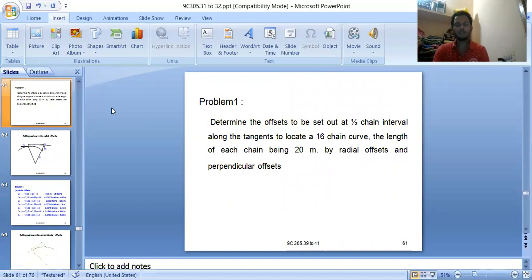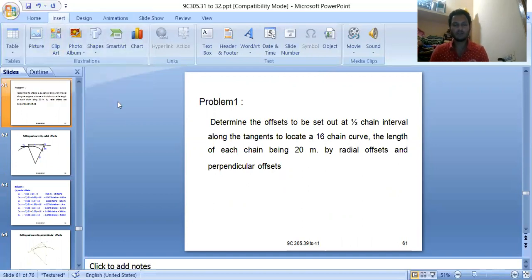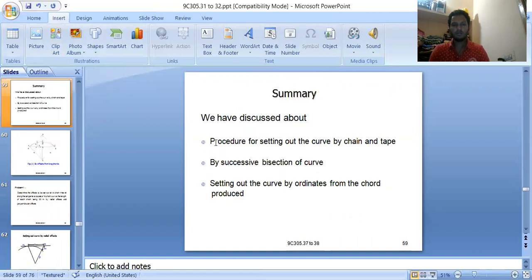Till now we have discussed what a curve is and how we designate a curve. There are two types of designations. We can designate the curve by radius or degree of curve, and we have learned what the different types of curves available are. We have a simple circular curve, a compound curve, a reverse curve. We have derived the equations for elements of a simple circular curve, and we have discussed methods of setting out using chain and tape.